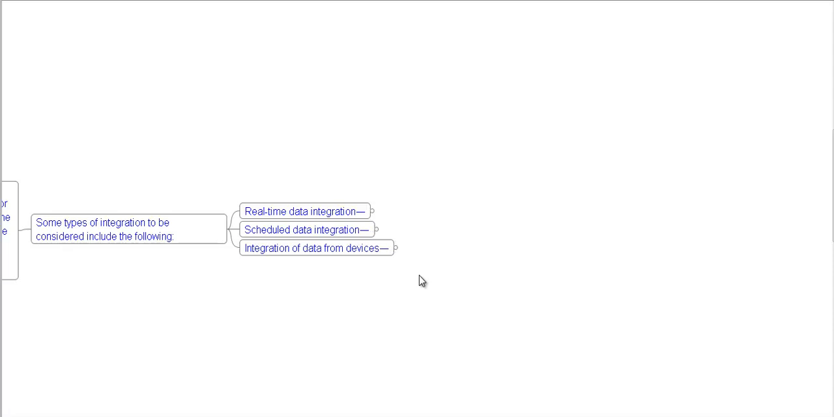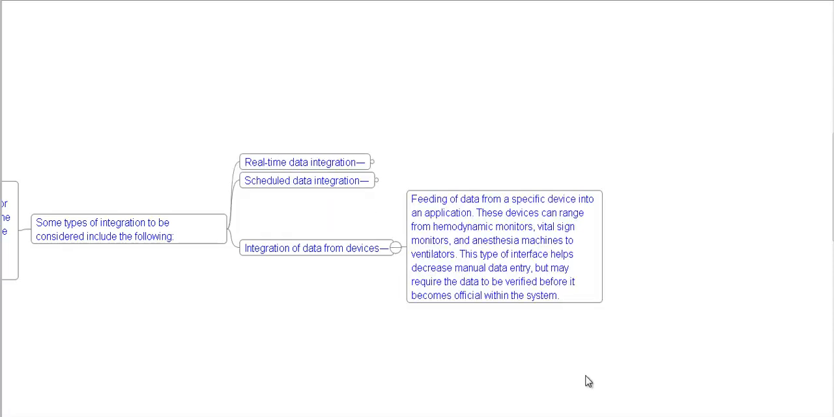Integration with data from devices. Feeding data from a specific device into an application. This device can range from a hemodynamic monitor, vital sign monitor, or anesthesia machine to a ventilator. This type of interface helps decrease manual data entry but may require the data to be verified before it becomes official within the system.